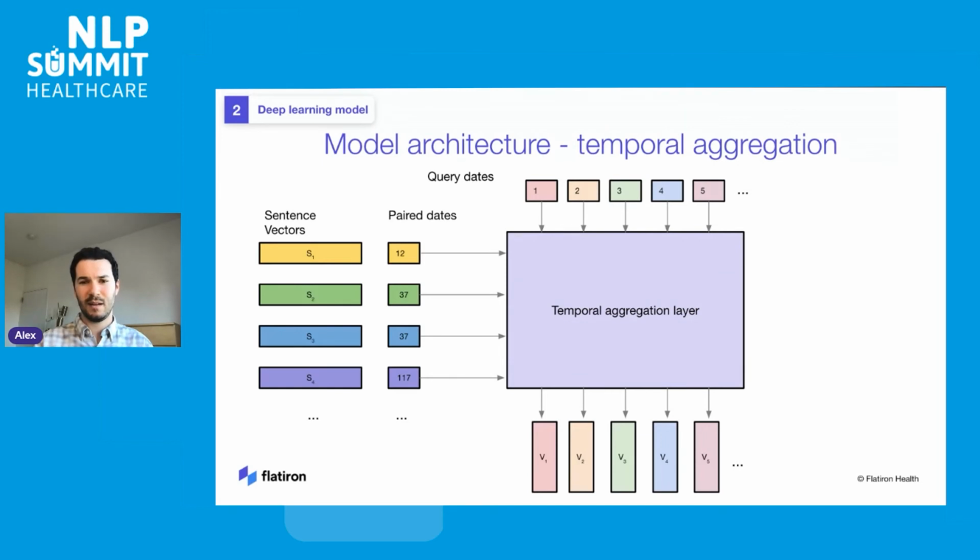So in a transformer model, the output of multi-headed attention is based on query, key, and value vectors. And one takes the dot product between the query vectors and the key vectors to determine how much of each of the value vectors is passed through into the output. Now in our model, the query dates and sentence dates take the place of those query and key vectors, and it's the temporal difference between the query dates and sentence dates that determines how much of the sentence vectors are aggregated to produce the outputs. Ultimately, this process produces an output vector associated with each query.